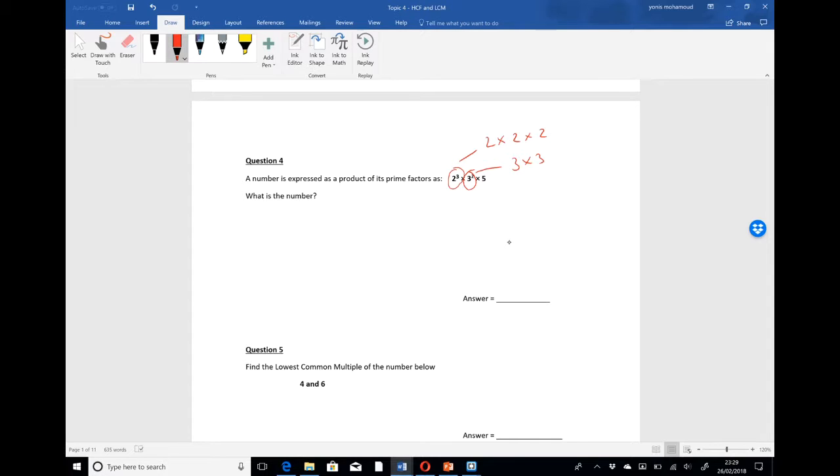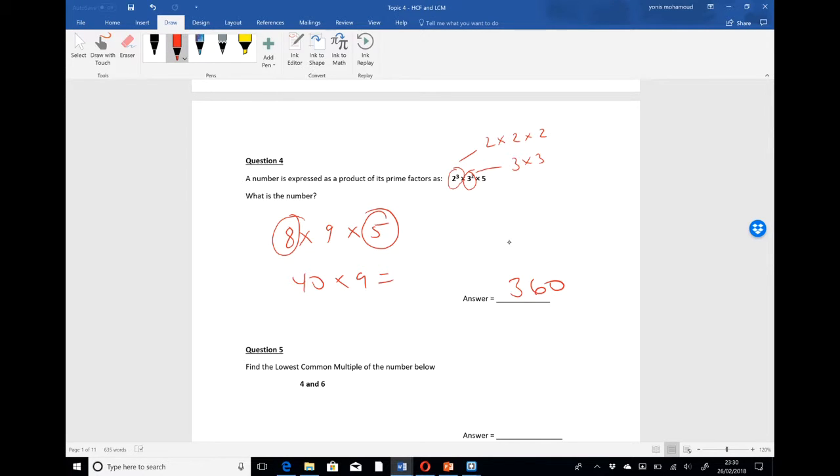Okay, so let's work this out. 2 to the power of 3 is 8, and put the multiply sign there. 3 squared is 9, and times that by 5. Now let's multiply this out. We can do 8 times 9 times 5, but since I'm going to do this off the top of my head, I'm going to do 8 times 5 first, which equals 40, times it by 9, and the final answer will be 360.